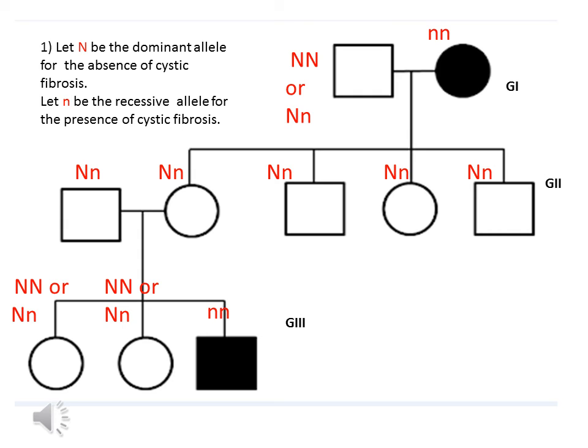Both girls have to carry one allele from each parent. That is, either they can be big N, big N, or they can be big N, small n.